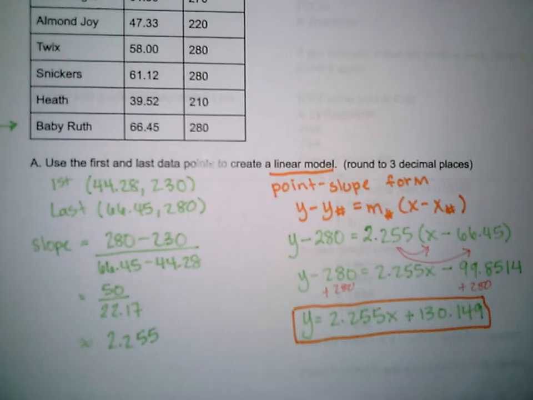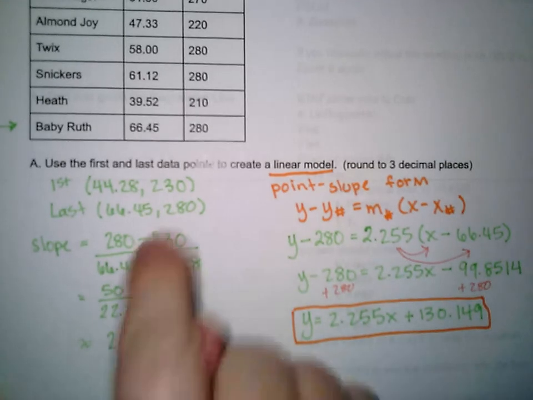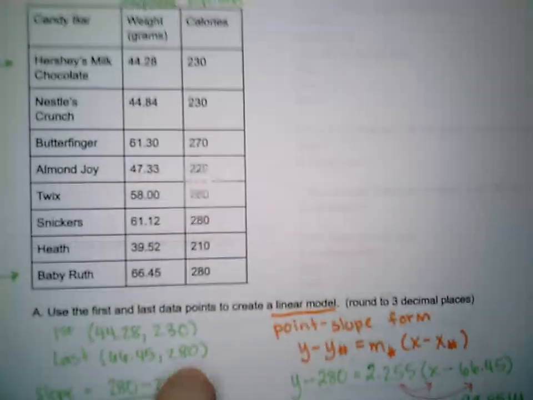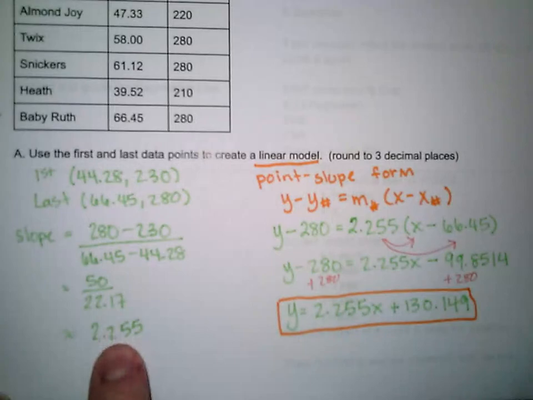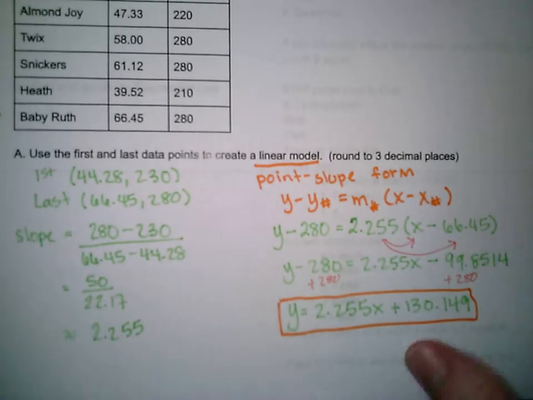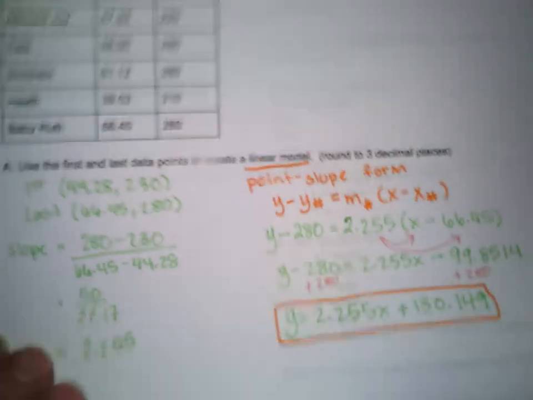Our slope would be the 2.25, and the units for that slope, remember we did y's over x's. The y's were calories and the x's were grams. So that 2.25 is calories per gram. Okay, we're going to talk more about that as we get further in.